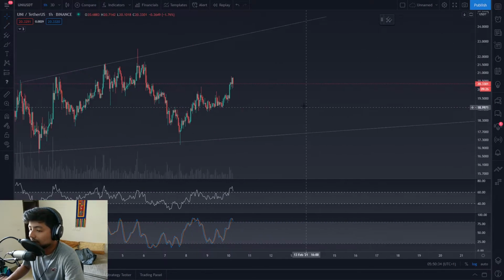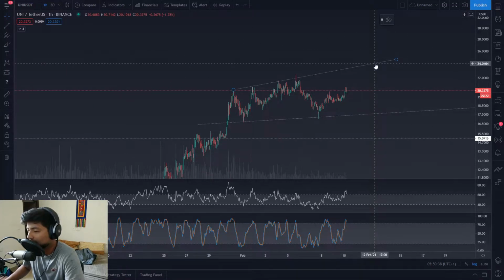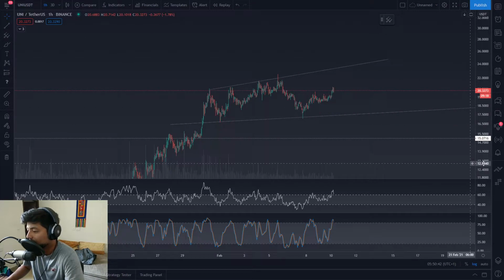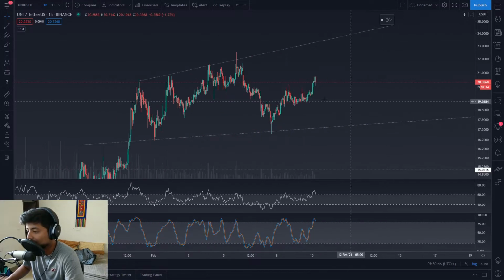For the time being, we are completely range bound, it looks to me like, until we go past this broadening wedge formation to the upside, or we break down below this one. But it looks to me like the break to the upside is more likely.